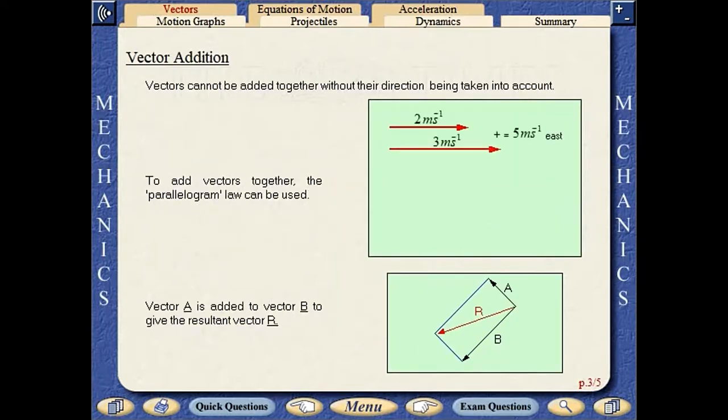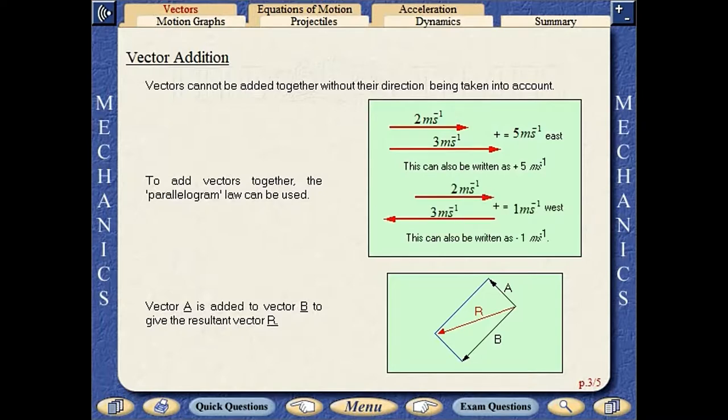Vectors cannot be added together without their direction being taken into account. To add vectors together, the parallelogram law can be used. In the diagram, vector A is added to vector B to give the resultant vector R.